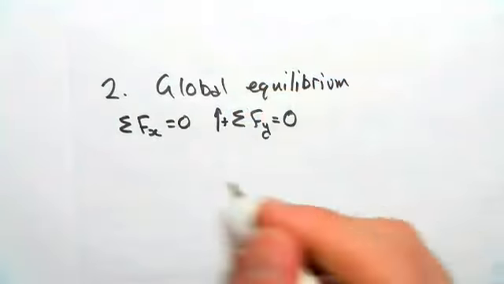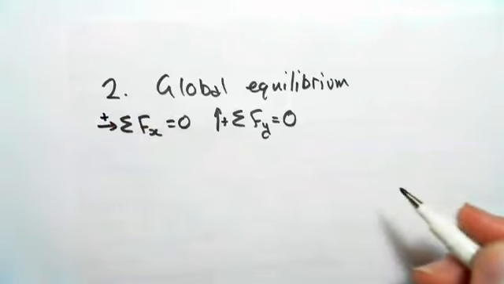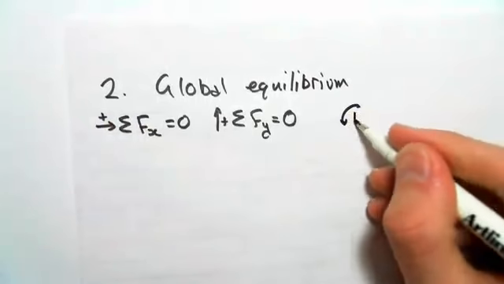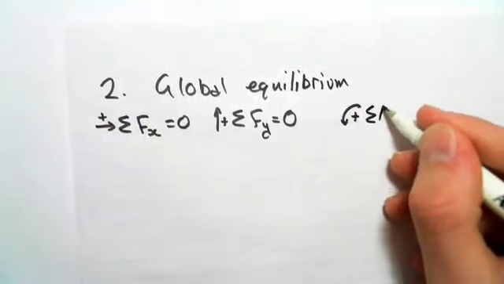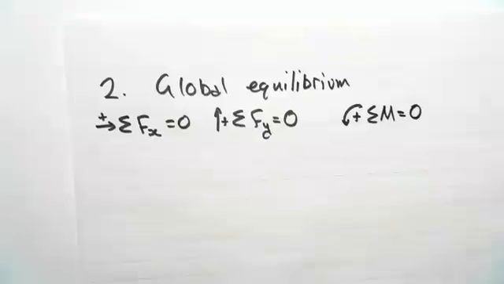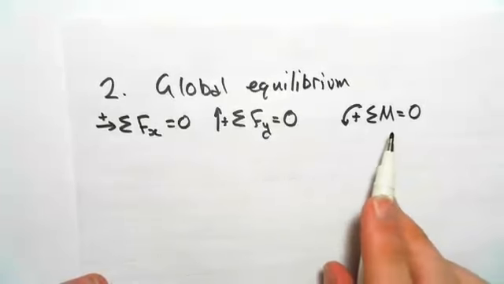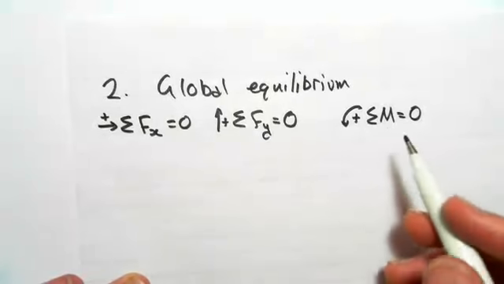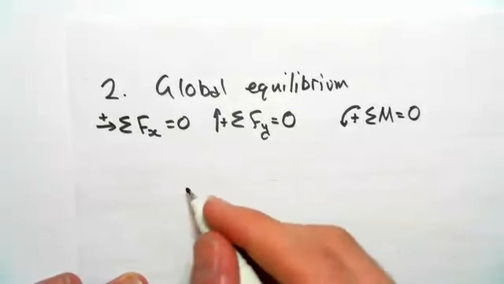So I'm just going to say up is positive y, right is positive x, and anti-clockwise is positive M, and the sum of the moments equals 0. The good thing about global equilibrium is that we can do it around any point. So the sum of the moments around any point equals 0.